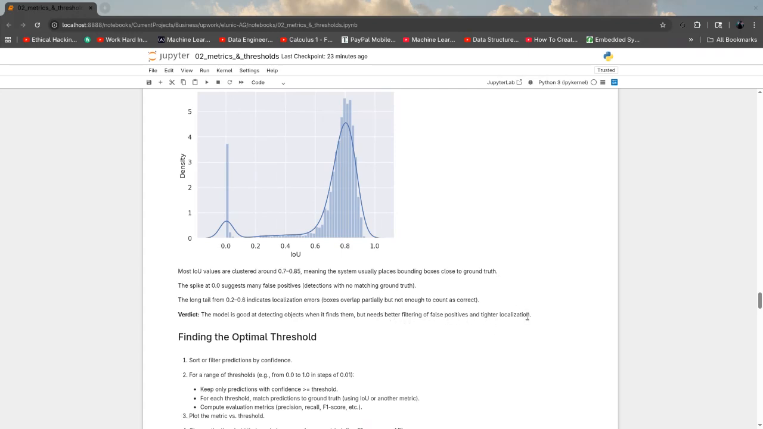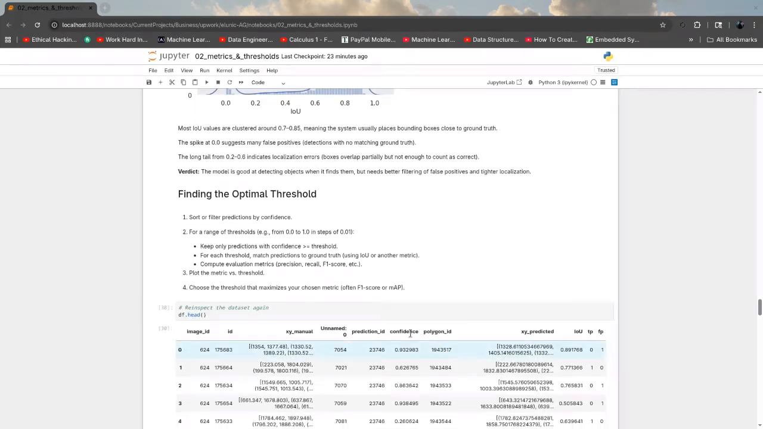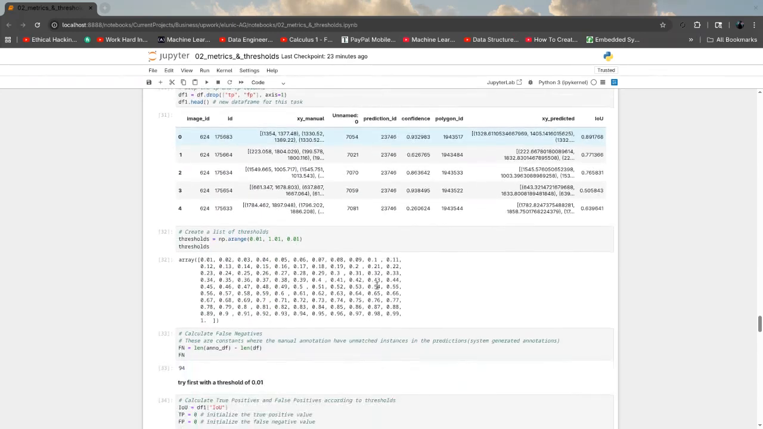and tighter localization. Now I am to find the optimal threshold, but we are not using the confidence score as the threshold. I had to generate my own thresholds. I generated thresholds from 0.01 to 1, of which 0.01 is the lowest threshold, and 1 is a perfect score, which says that the polygons from the manual annotation and the system annotation match perfectly.